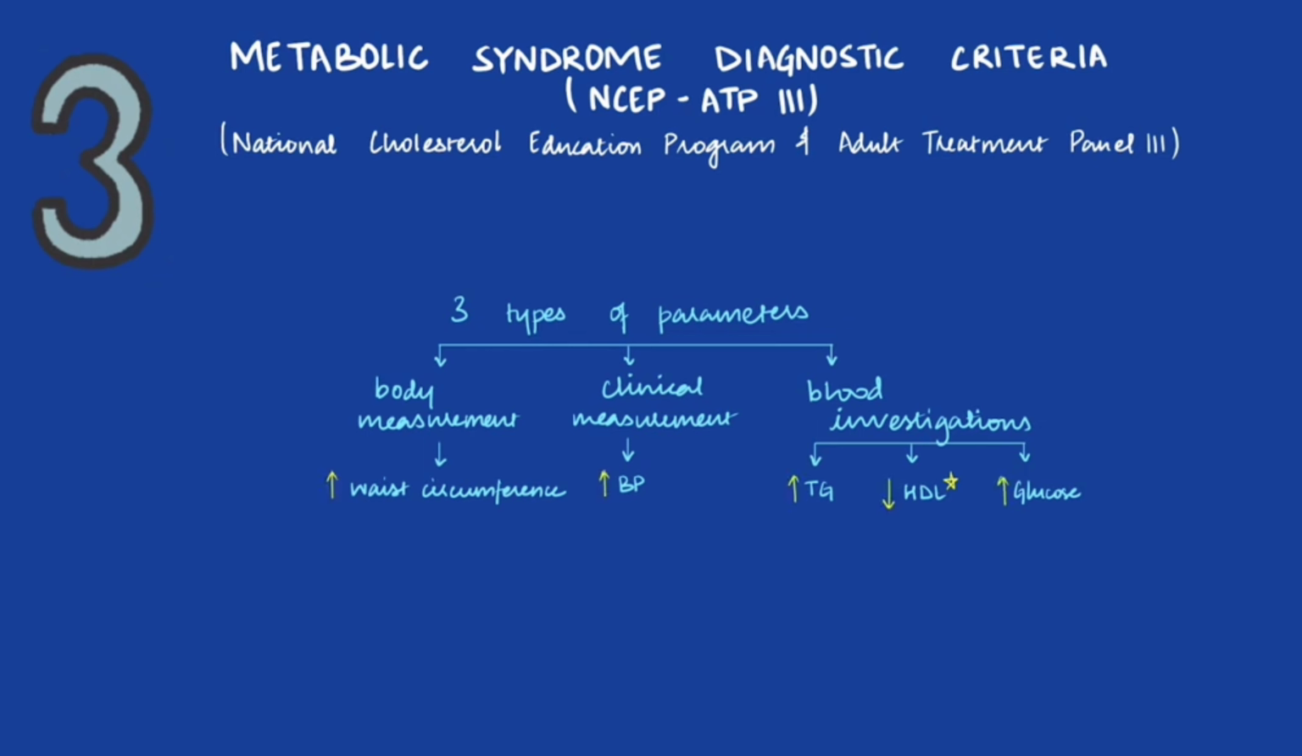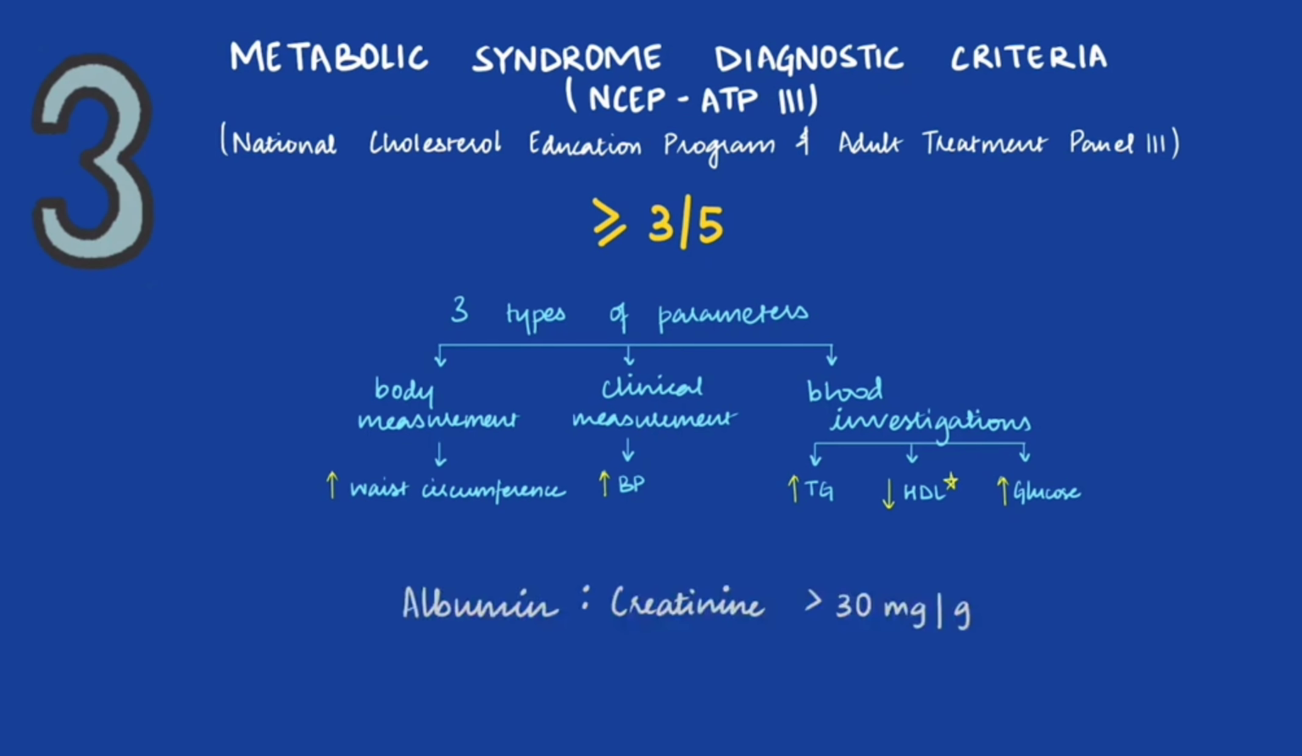So what we'll find in a patient of metabolic syndrome would be a higher waist circumference, a higher BP, high levels of triglycerides and glucose, and a low level of good cholesterol, which is the HDL. And out of the 5 parameters that we have just talked about, 3 or more should be positive for a patient to be diagnosed with metabolic syndrome.